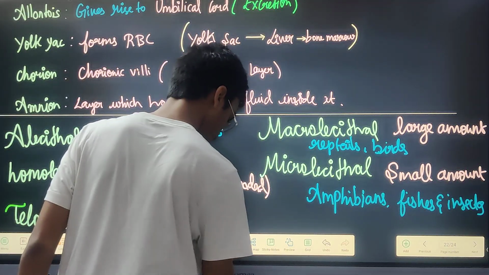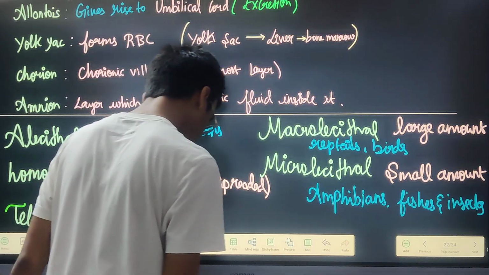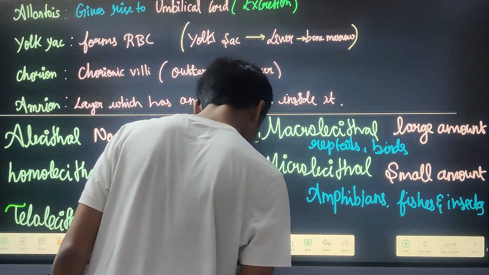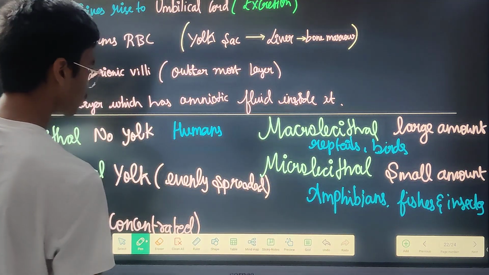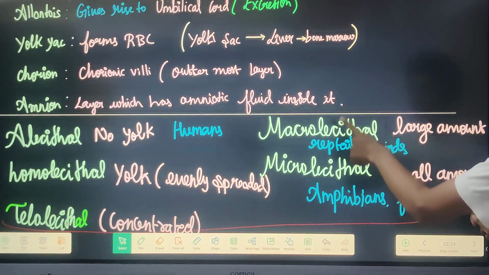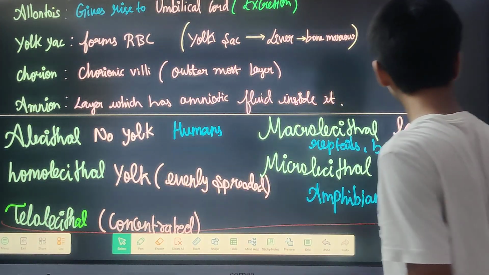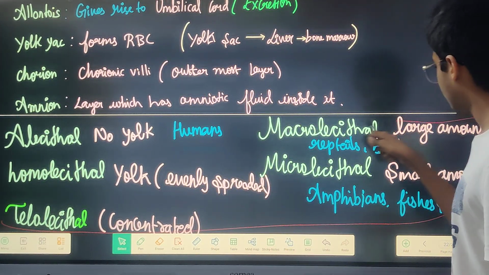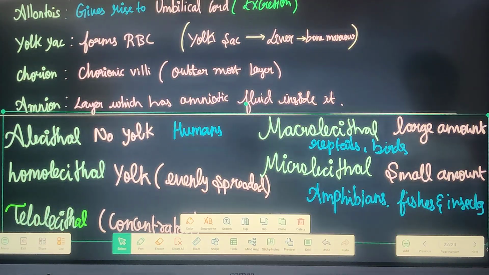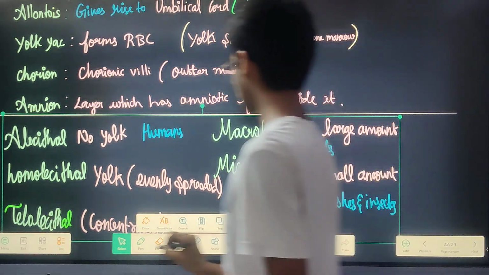Then coming to mesolecithal, amphibians will also come here. Where is meso? I have not written meso. Meso means moderate amount. Here large amount, here small amount, here it is evenly spread everywhere, here in one place it is highly concentrated, but next is the moderate amount we are missing. So how will you write that? That is mesolecithal. Meso means middle, moderate.